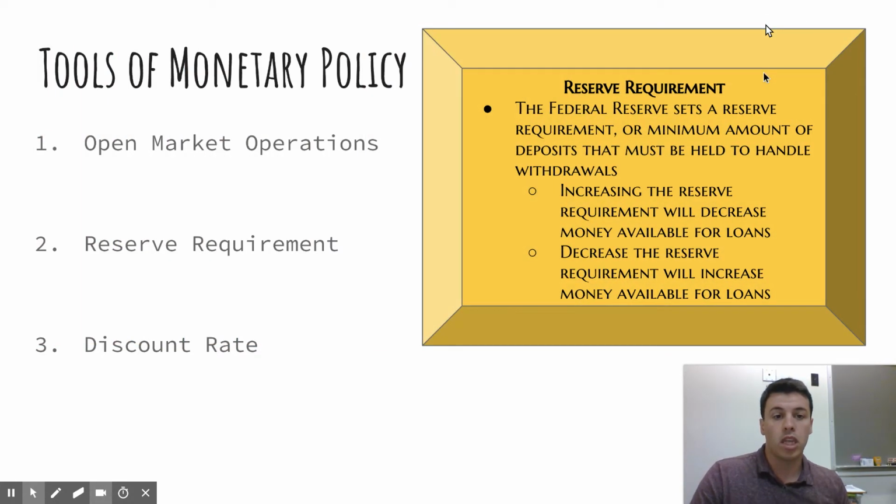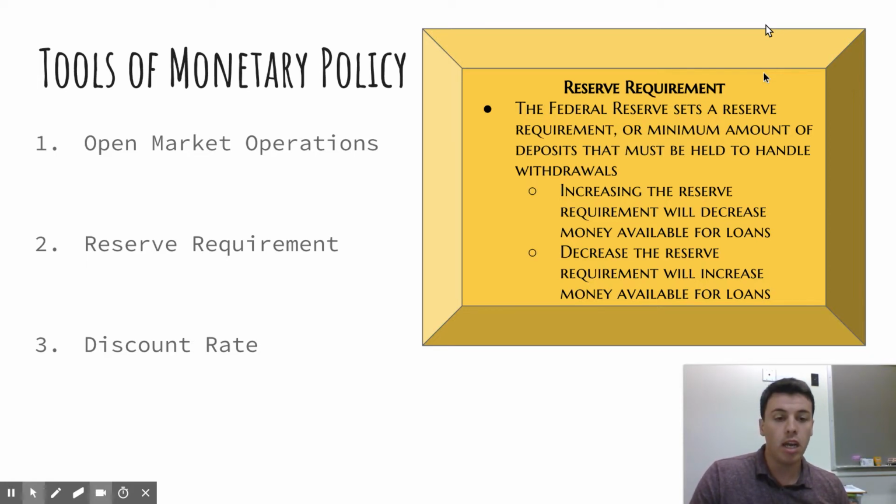With the reserve requirement, the Federal Reserve sets a minimum reserve requirement. This is the minimum amount that banks must hold of their deposits so that they can handle withdrawals. Roughly in the United States, we're looking at a 10% requirement for larger banks, and there's some adjustment to that, but just to keep it simple, we'll say about 10%.